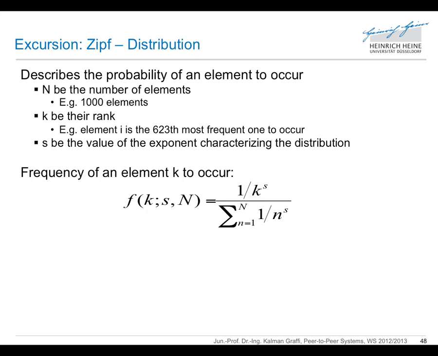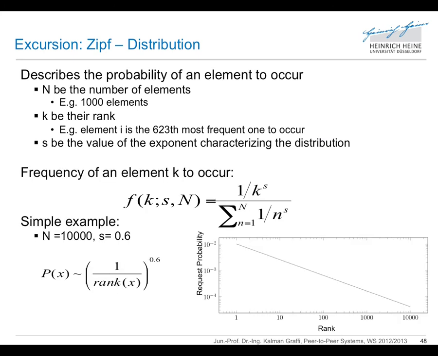Zipf distribution, good. What it tells is good to know because it always occurs. Let's assume we have a fixed number of elements, 1000, and then we can calculate, and k is the rank, so the number in the list at which the specific object that we look at exists. So element i is at the 623rd, for example, most frequent one to occur. And s is the exponent characterizing the distribution.